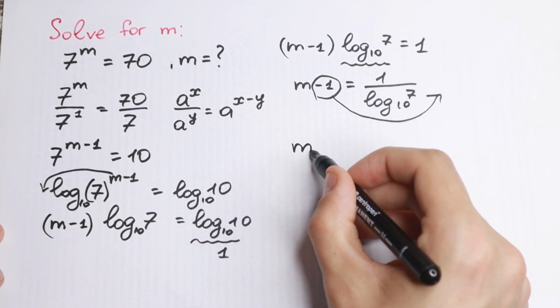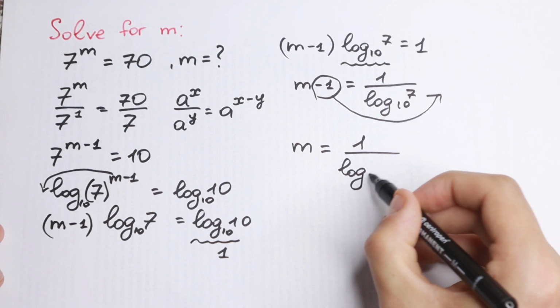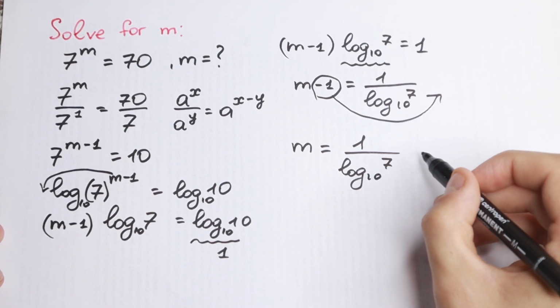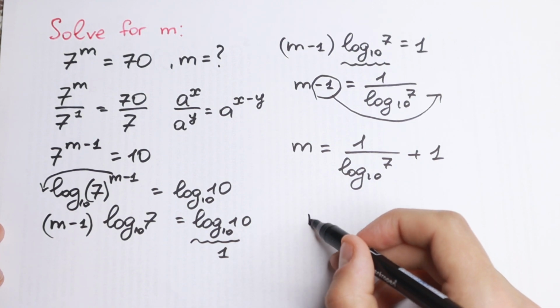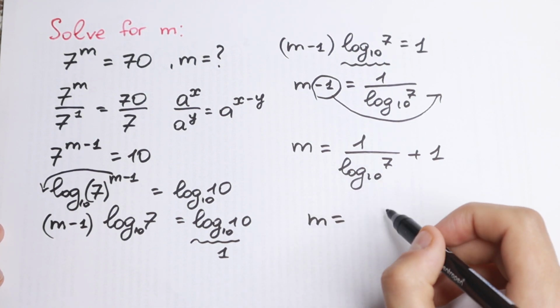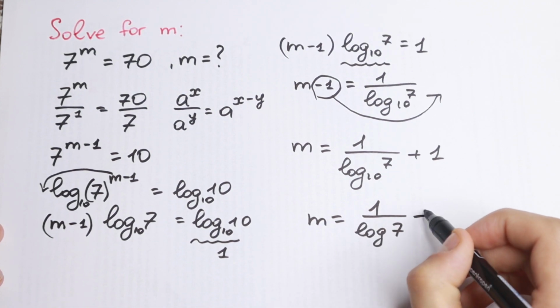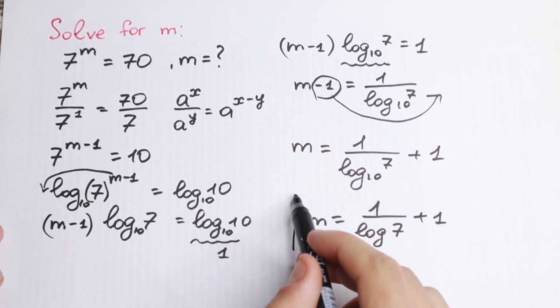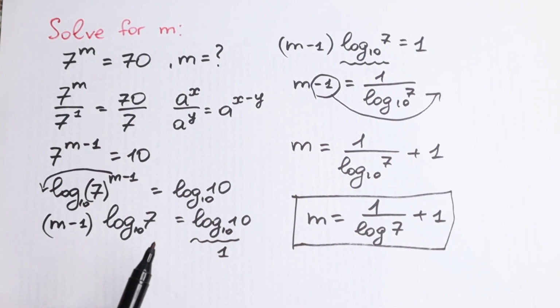So we'll have that our m will be equal to 1 over logarithm 7 base 10, and of course plus 1. This is the better way to write it without the base 10. So 1 over log 7 plus 1. This is our final answer. I hope you understand this explanation.